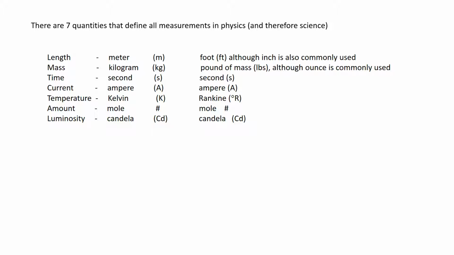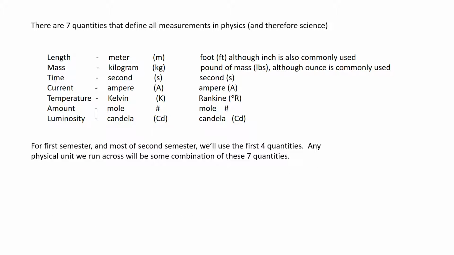Time, both the imperial and the metric use the second, abbreviated by S. In electricity, in current, you use the ampere, abbreviated by a capital A. Temperature, we use Kelvin in the SI system, Rankine in the imperial system. The amount of material you have is the mole. You should remember that from chemistry. And then luminosity, we use the candela. For the first semester, and again for most of second semester, we use only the first 4 quantities. Any physical unit that we run across will be some combination of these 7 units.